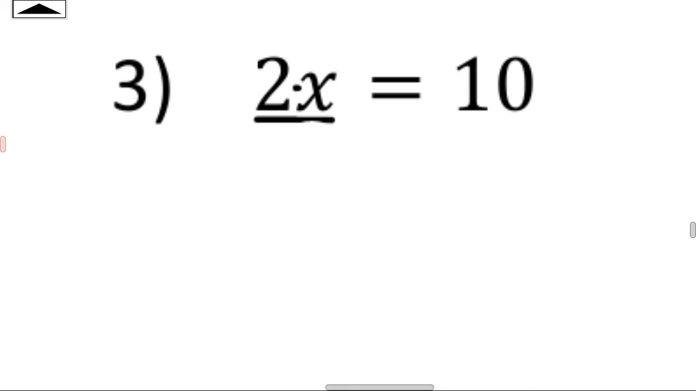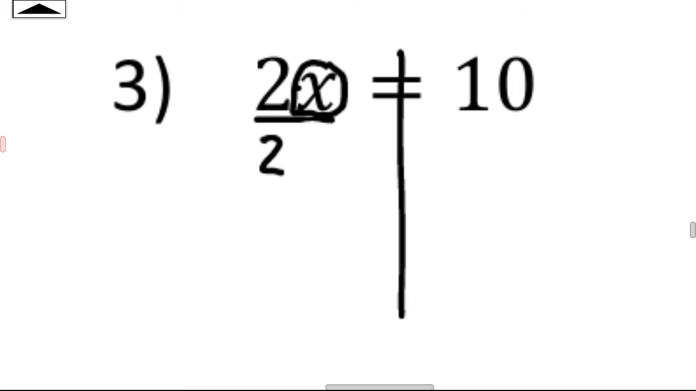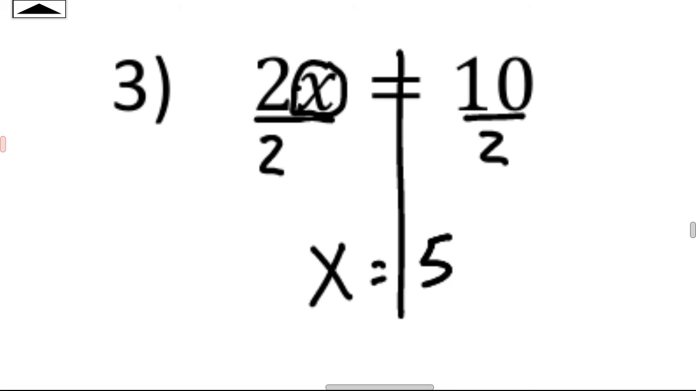Is dividing by 10 going to help you if you're trying to get this by itself? I mean, that's the whole point. What if you divide by that 2? 2 divided by 2 is 1. Now we've got 1x. What do I need to do to the right side? Same thing, divide by 2. So I get x is equal to 10 divided by 2 is 5.